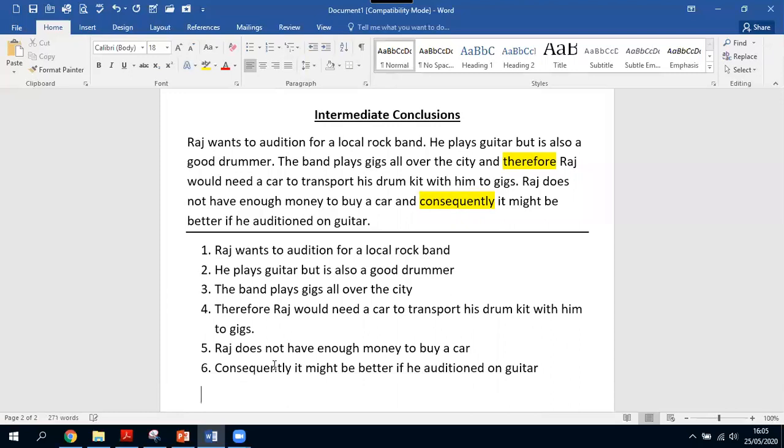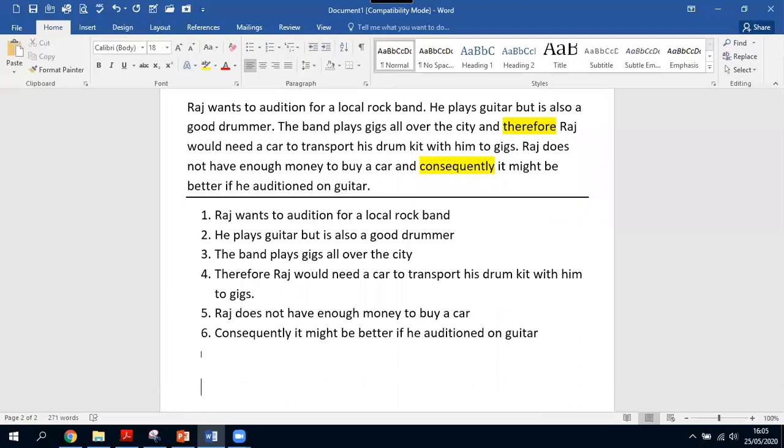So, in this argument, we have got an intermediate conclusion. Our intermediate conclusion is premise number 4, because it supports the idea that it would be better if he auditioned on guitar. Now, this argument is a little bit easier to put into standard form.